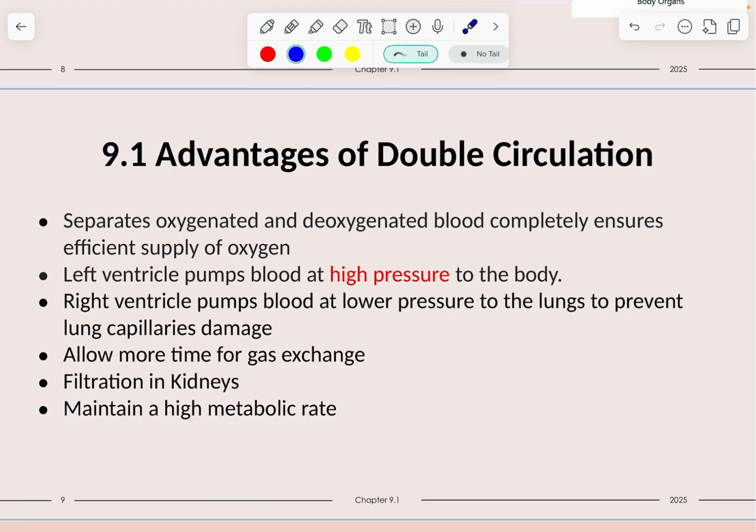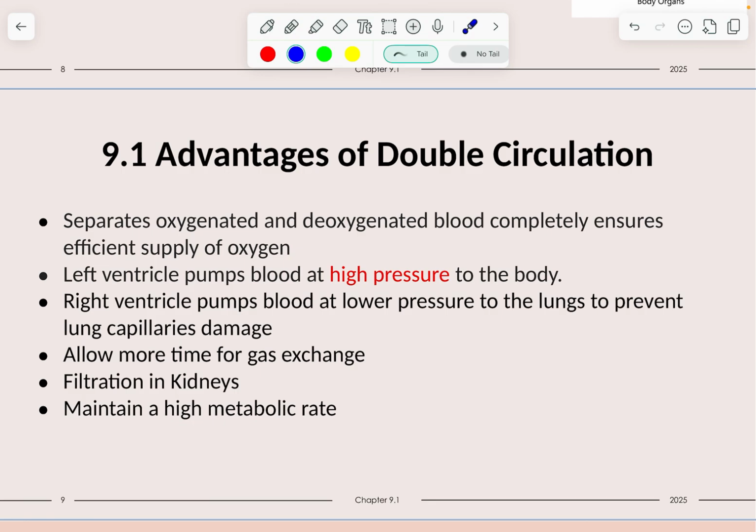Okay. So first, it separates oxygenated blood and deoxygenated blood to ensure efficient supply of oxygen. I'm sure you know that there has to be some separation. You can't have both mixing together. Then what is the point of breathing in and out when you're having a mixture of blood? You wouldn't want that.